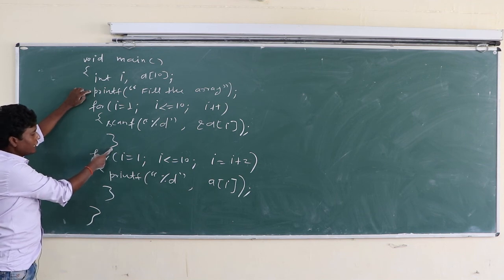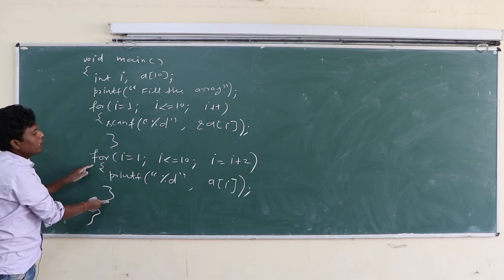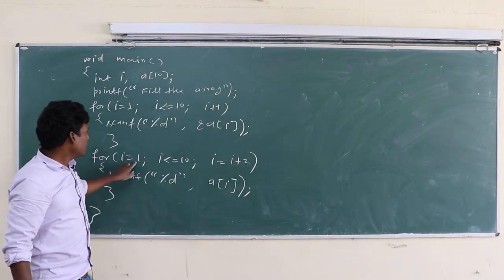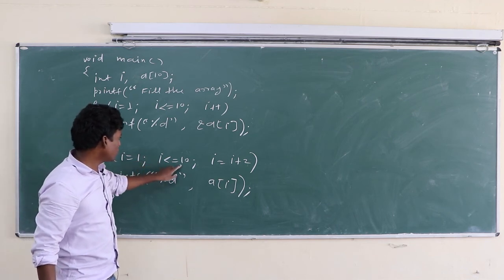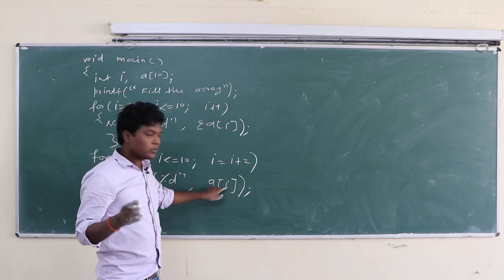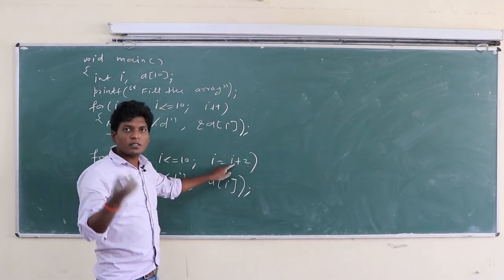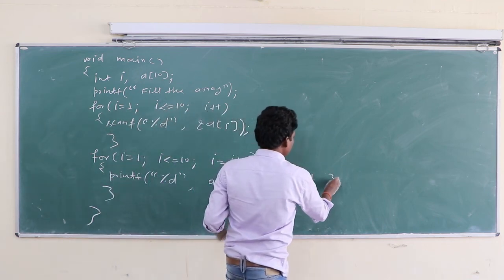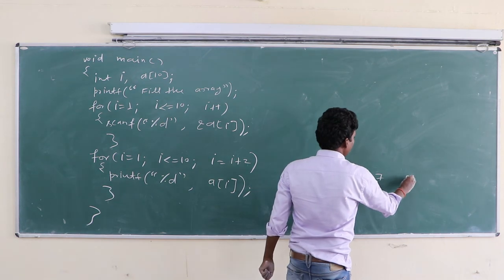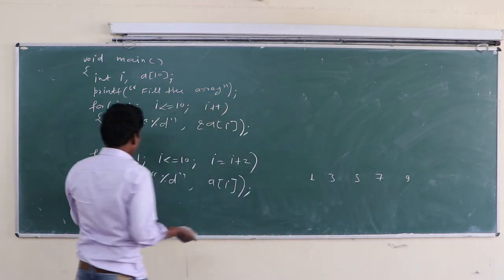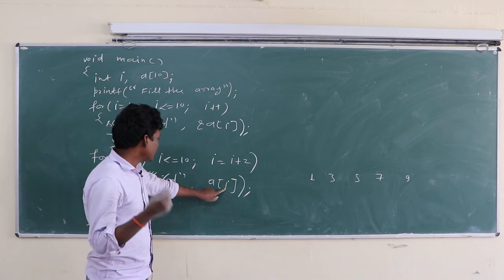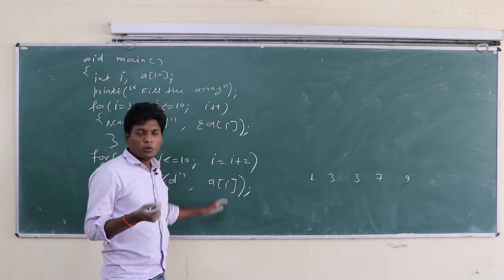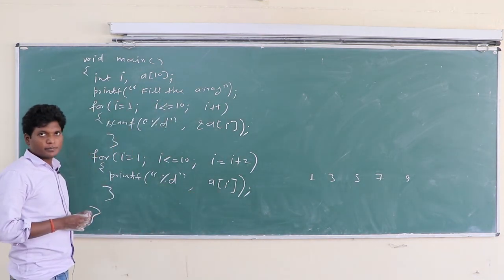Class, here you have filled the array, and here you print the elements of odd position of an array. Here i is 1, i is less than or equal to 10, print a of 1, and next time i becomes 3. So you print the elements of index 1, 3, 5, 7, 9. In this way you print the odd position elements.